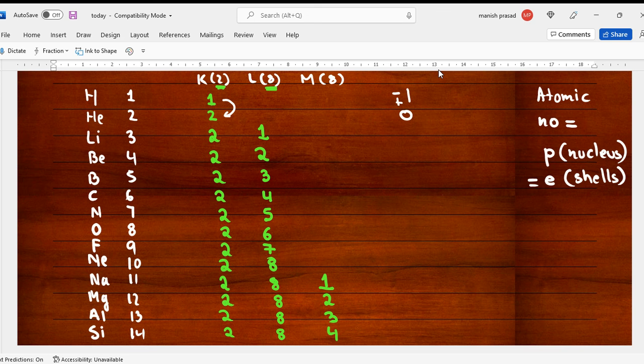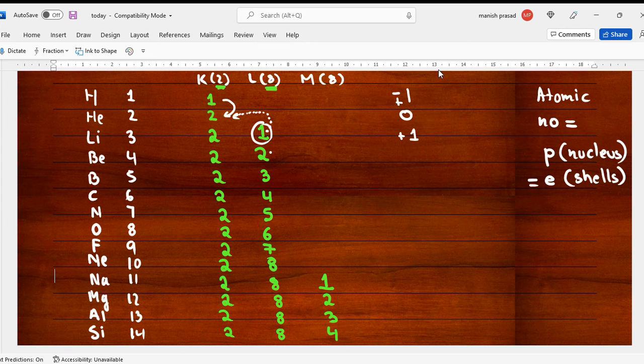But now lithium has one electron, and its closest noble gas is helium. So it would lose one electron to have a configuration just like helium. So when any substance loses an electron, its valency becomes plus one.